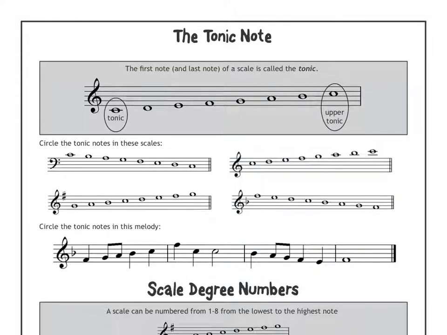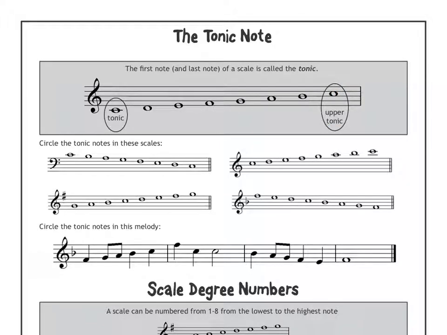Page 23, ladies and gentlemen, we're going to talk about tonic note and scale degree numbers. We've done these already in the last few lessons. We've talked about the tonic already. The first note and of course the last note of a scale is called the tonic. It's the beginning of your scale. It's the top note of your scale.